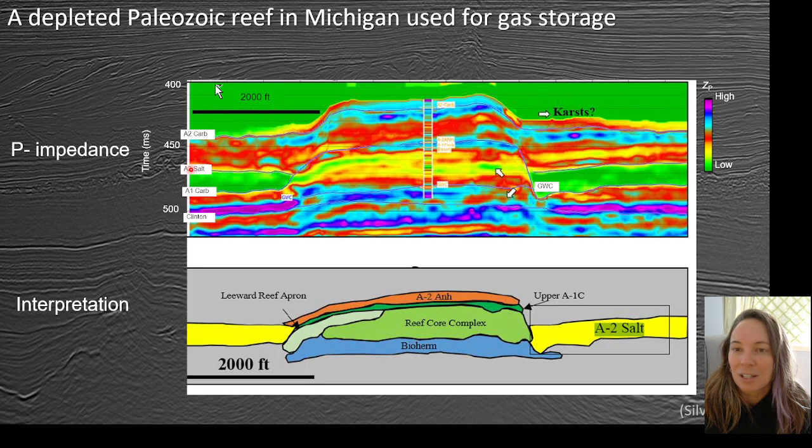And then here's another case of a pinnacle reef. In this case, this is onshore data in the Michigan Basin, an area that's used for gas storage. And we have a lot of well data in this seismic data set. So one of my students had created a P impedance seismic volume generated from a seismic pre-stack inversion, and then compared the well data to it in order to interpret exactly what the different facies were.